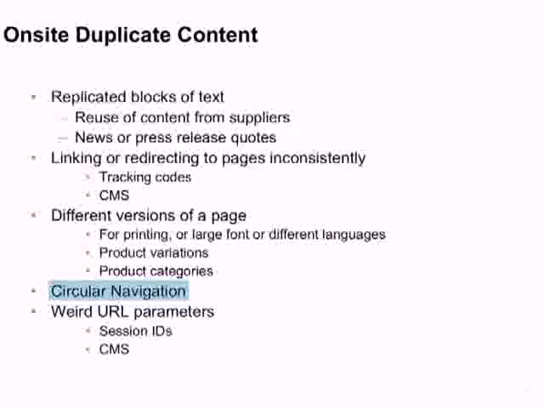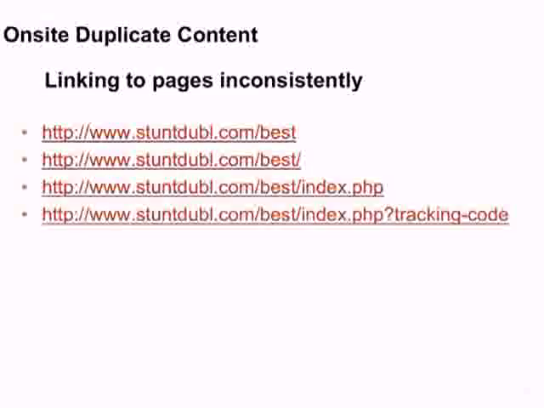domain.com/home and domain.com/home/index.php. This would be circular navigation. This would be strange URLs that are unnecessary and duplicated. Session IDs and content management systems can also create these weird URL parameters that make for some nasty duplicate content. So this is an example of some URL duplicate content with 3 different URLs that are in fact unique.